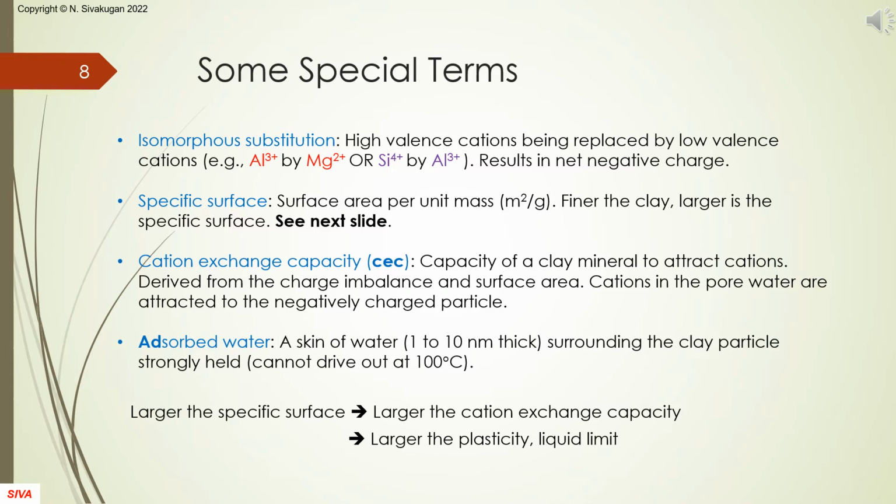When the particle has larger surface area, it has larger area to attract cations. When the grains become finer, the specific surface increases. Montmorillonite has about 800 square meters for 1 gram. Adsorbed water is a very thin layer of water firmly held to the clay particle that cannot be removed by heating to 100 degrees centigrade.